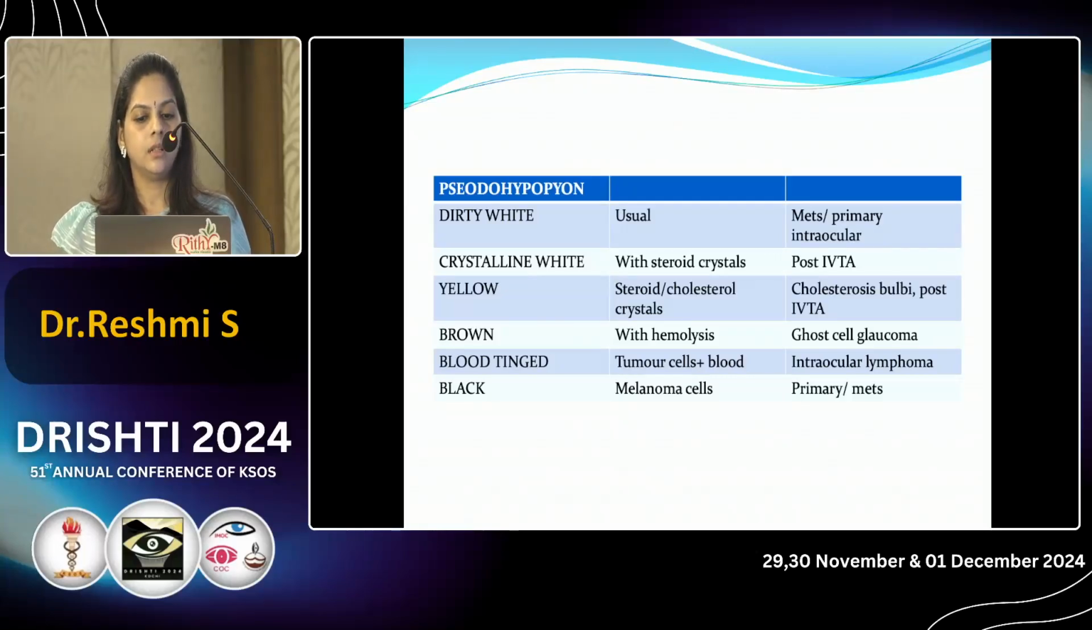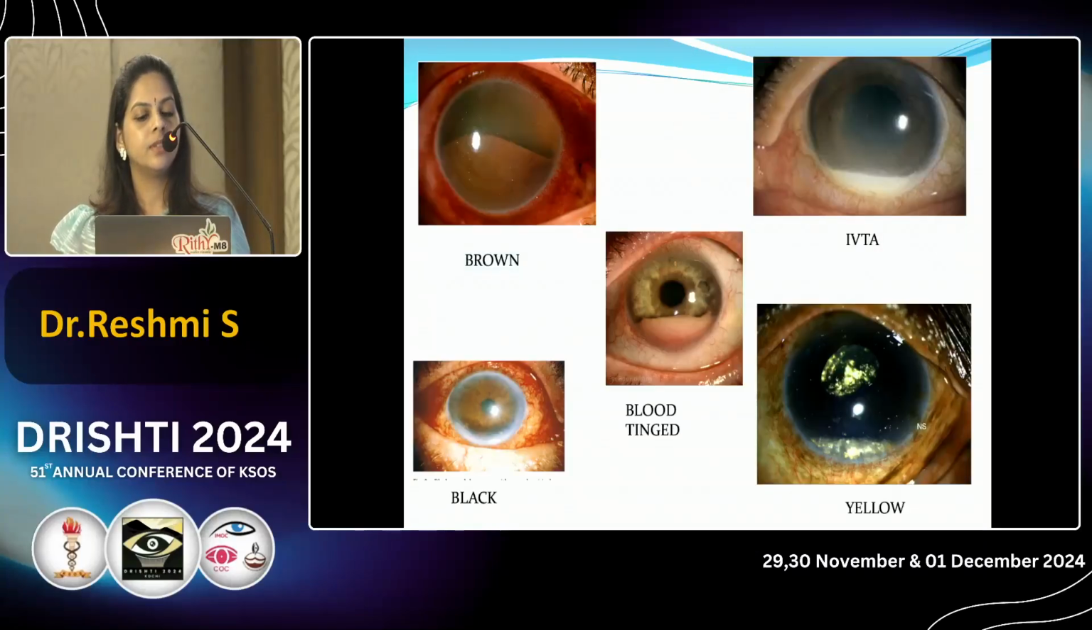Yellow colored with cholesterol crystals is seen in cholesterosis bulbi. Brown color with hemolysis is seen in hemolytic glaucoma. Blood tinged with tumor cells is seen in intraocular lymphoma. And black with melanoma cells is seen in primary and metastasis. The first image shows a brown hypopyon. The second one shows crystalline white in an IVTA patient. The third one is a blood tinged hypopyon. The lower images show a black hypopyon and a yellow hypopyon.